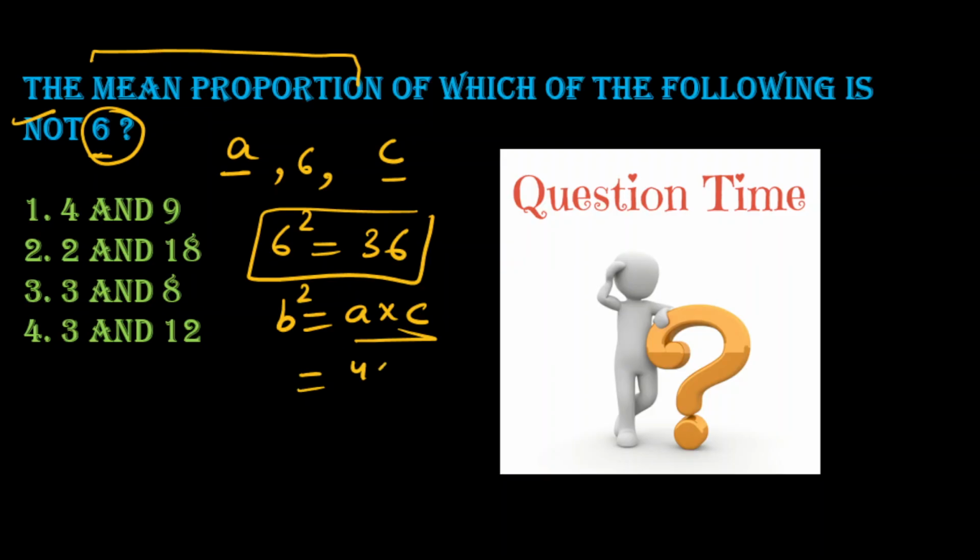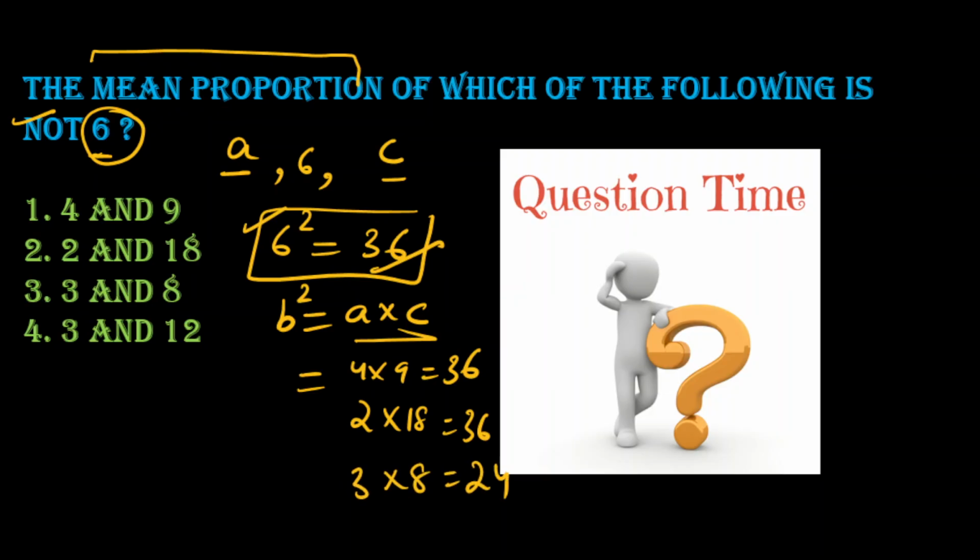So we can check 4 into 9. 4 into 9 is 36 which is equal to 6 square. Then 2 into 18, this is also equal to 36 which is equal to 6 square. Then 3 into 8, this is equal to 24. That means this one is not. 6 is not the mean proportion between 3 and 8, because the last one also, if you check, 3 into 12 is also equal to 36. So if you multiply these two numbers and the result is equal to 6 square which is 36, in that case 6 is the mean proportion.